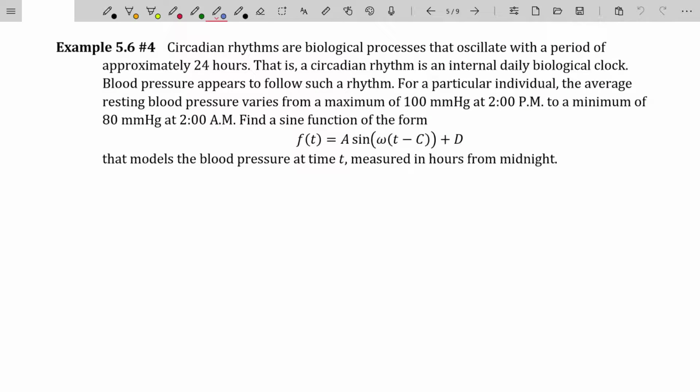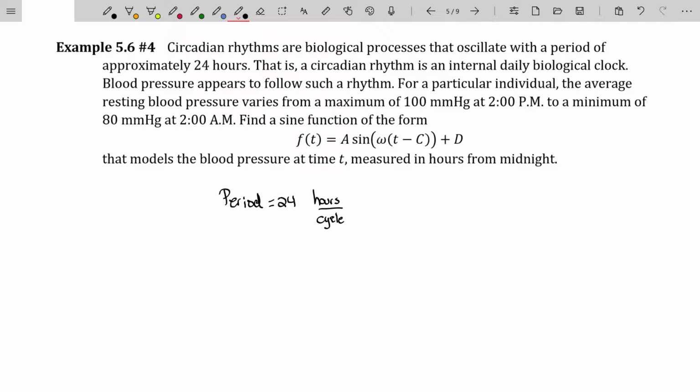And why not do one last example? Circadian rhythms are biological processes that oscillate with a period of approximately 24 hours. So I'm going to write that down. The period they've told us is roughly 24 hours, so I'm just going to say it is equal to 24, and that's hours per cycle. It takes 24 hours for a full complete cycle.